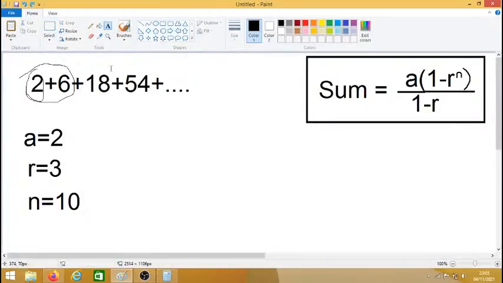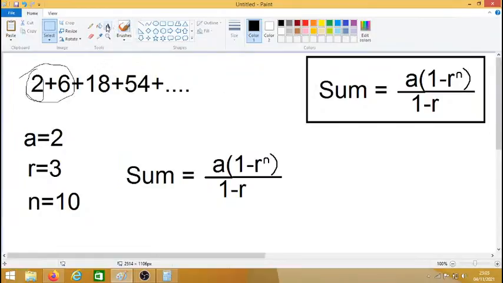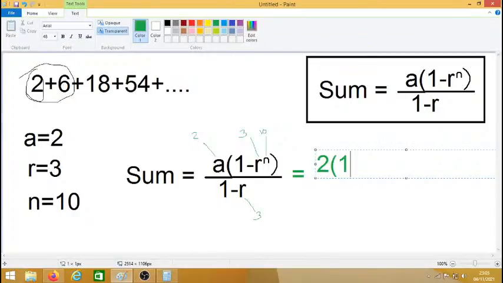So let's grab the formula for the sum, and let's see what goes where. So your A will be 2, your r will be 3, your n will be 10, and at the bottom here, your r is going to be 3. So if we put those into the formula, we will get 2 times 1 minus 3 to the power 10.